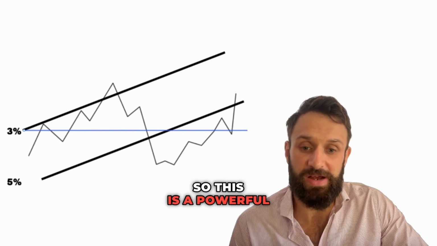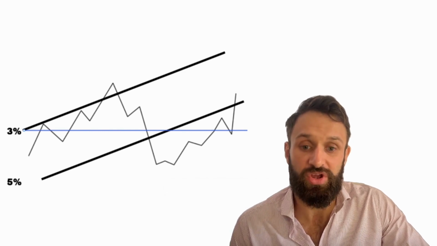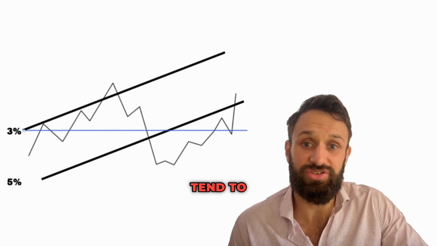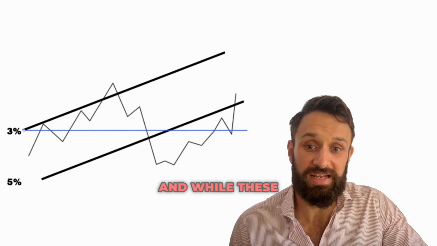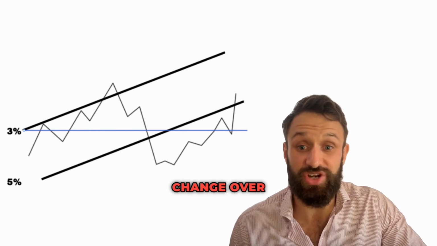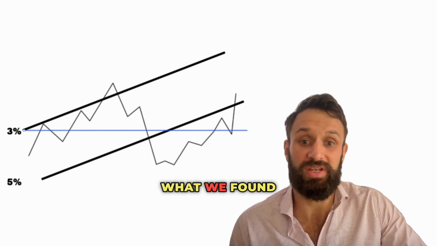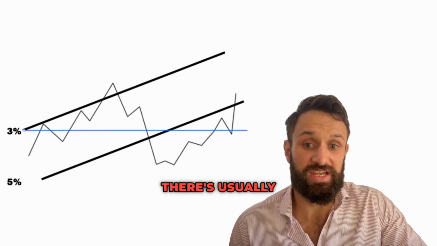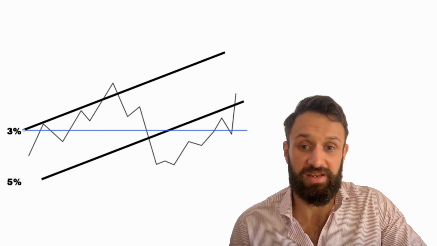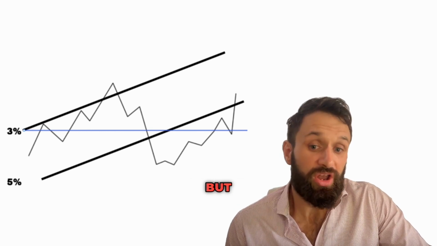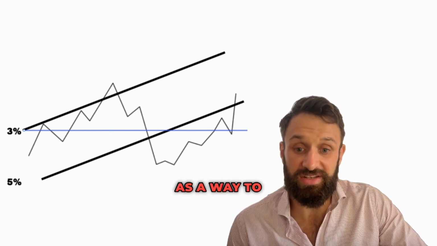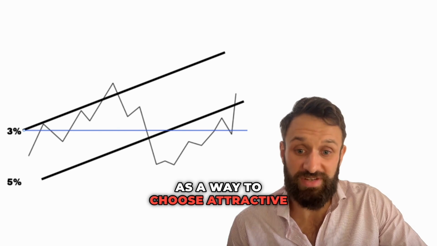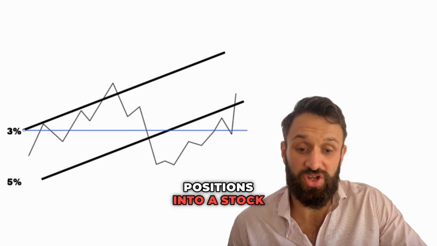So this is a powerful insight which we can use, knowing that stocks tend to trade within a given range of yields. And while these ranges might change over time, what we found is that there's usually a reversion towards the mean. Not all the time, but enough that we can use this insight as a way to choose attractive entry positions into a stock and out of a stock.